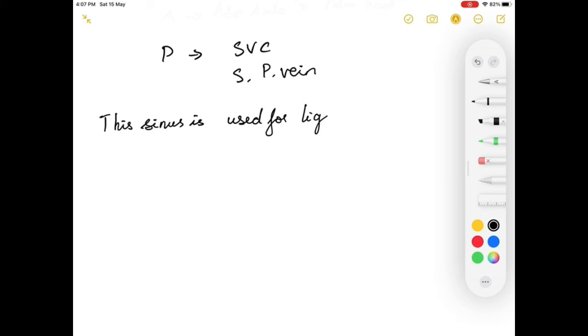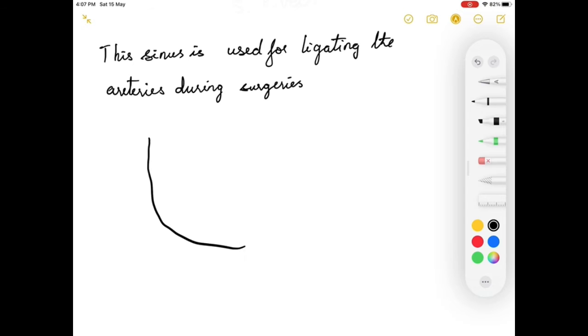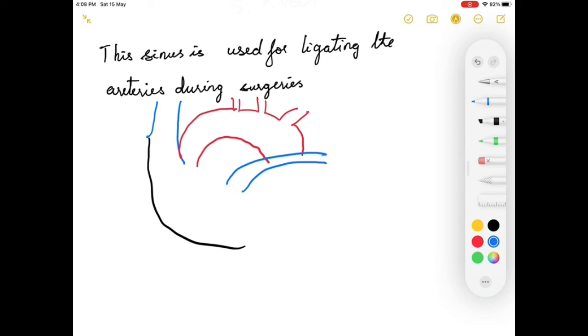This sinus is used for ligation of the vessels, that is the arteries, during the surgeries. And to put it in a perspective, let's take the heart, the aorta, the SVC, and the pulmonary veins. And if you put a finger below the pulmonary vein passing to the aorta and before the SVC, you get the transverse sinus.